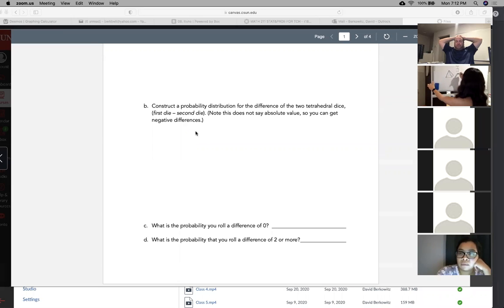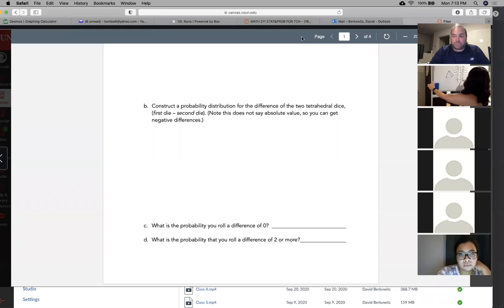So what is the probability that you roll a difference of 0? Well, how many ways can you roll a difference of 0? There's 4 ways: double ones, double twos, double threes, and double fours, for a total of 4 out of 16. Yeah, add spotlight there. I don't know if that worked or not.